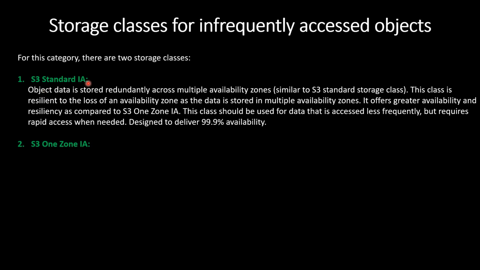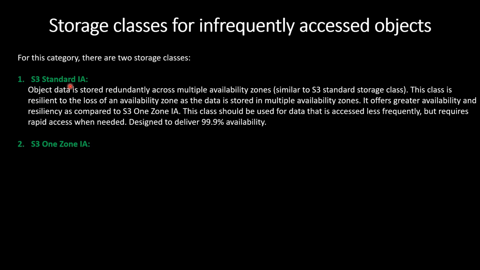In S3 Standard IA, object data is stored redundantly across multiple availability zones, similar to the S3 Standard storage class which we saw in the last slide. This class is resilient to the loss of an availability zone as the data is stored in multiple availability zones. It offers greater availability and resiliency as compared to S3 One Zone IA. This class should be used for data that is accessed less frequently but requires rapid access when needed, and it is designed to deliver 99.9% availability.